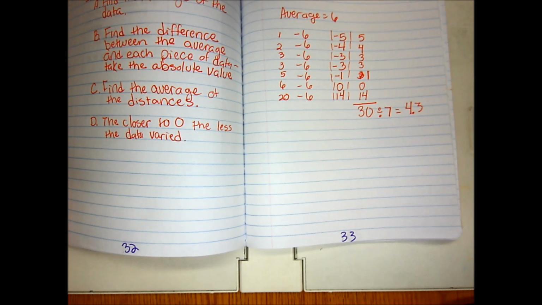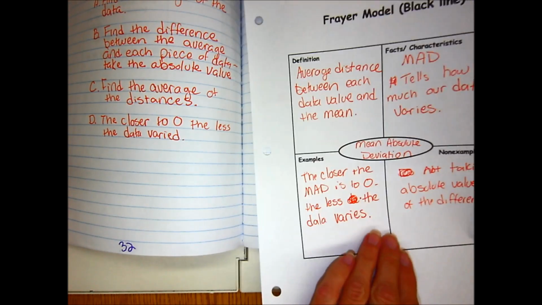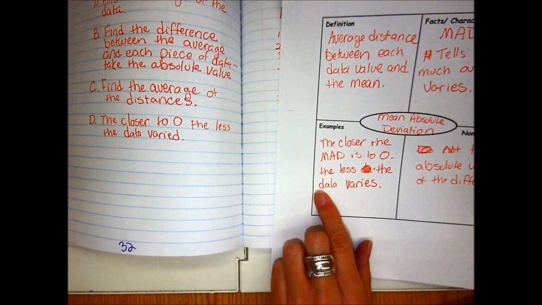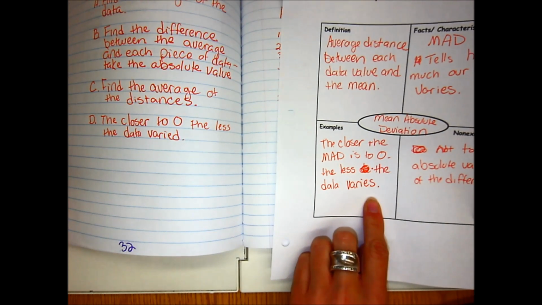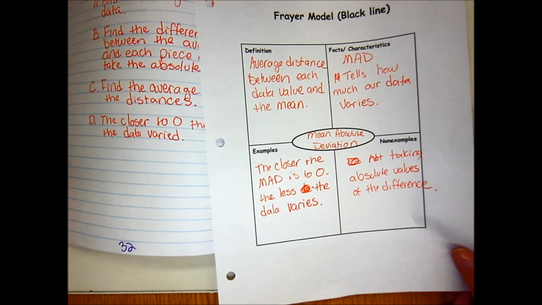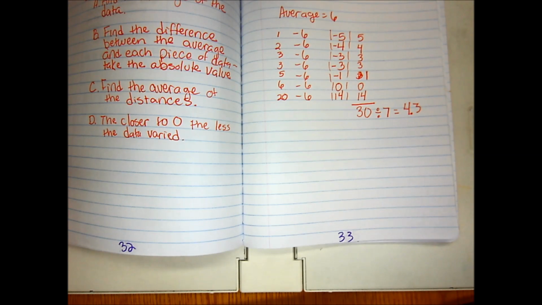We wouldn't have had that huge variation there. So going back to our model for just a second here, we talked about the closer it is to 0, the less the data varies. And then also, if we don't take the absolute value of the differences, that's going to change our answer a lot.